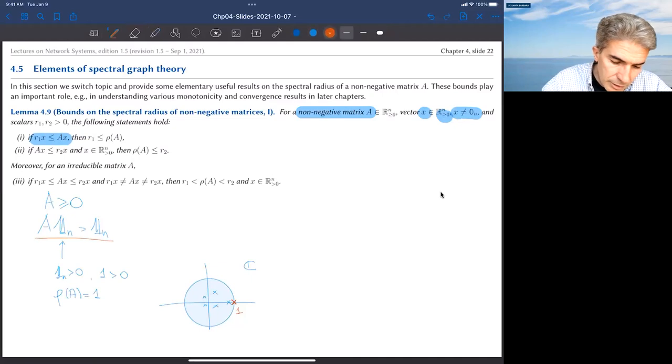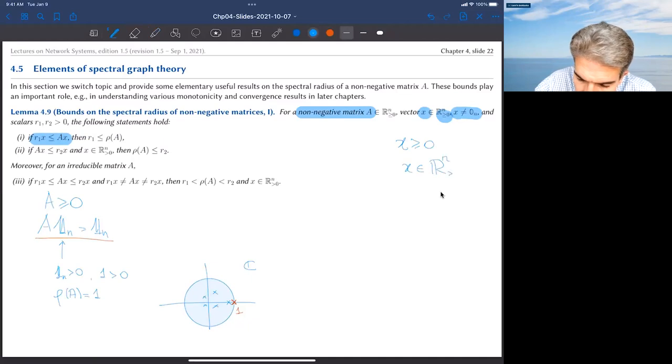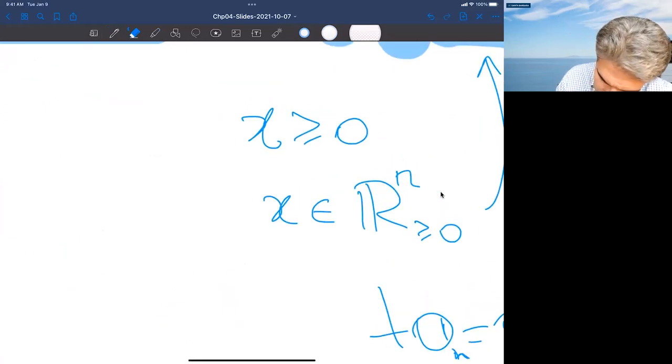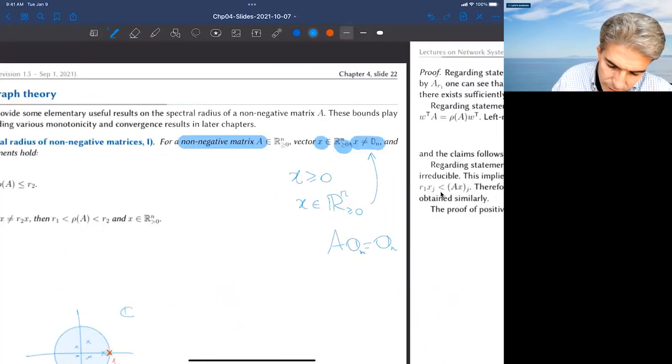So let me clarify my notation. If I write x greater than or equal to zero, well, actually zero could be a scalar. So I write x belongs to R^n greater or equal to zero. Now it's a vector, each of whose entries is greater than or equal to zero. But then I don't want zero, because otherwise A times zero is clearly zero. If I write the vector 0n like that, then it's pretty obvious that A 0n is equal to 0n. That gives me absolutely no information about A, because any matrix A satisfies that property. Let me fix my matrix A here that I have written badly.